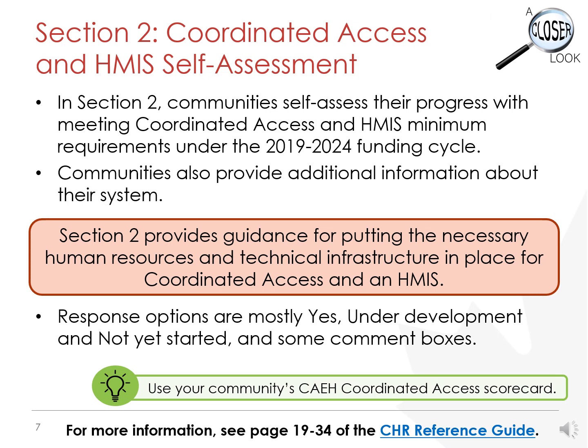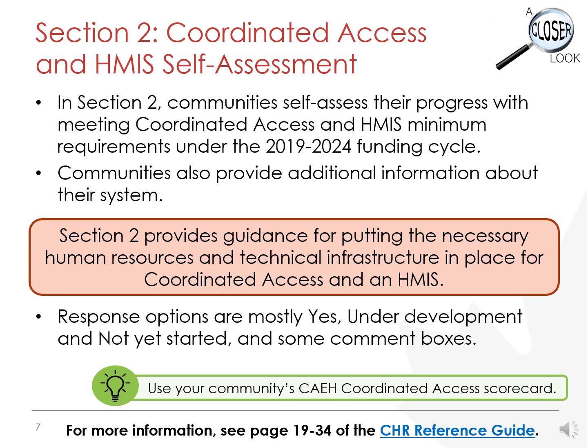Section 2 now also includes questions on additional information about your system. For most questions, you will simply select an answer from a drop-down menu unless otherwise indicated. As you complete Section 2, a summary of your progress with the minimum requirements is automatically generated in two tables.